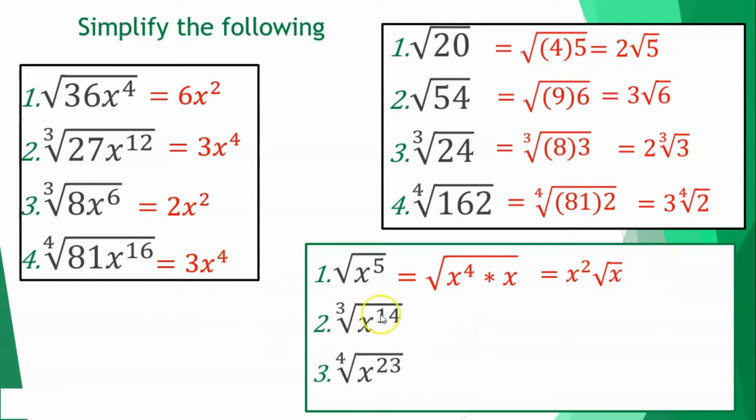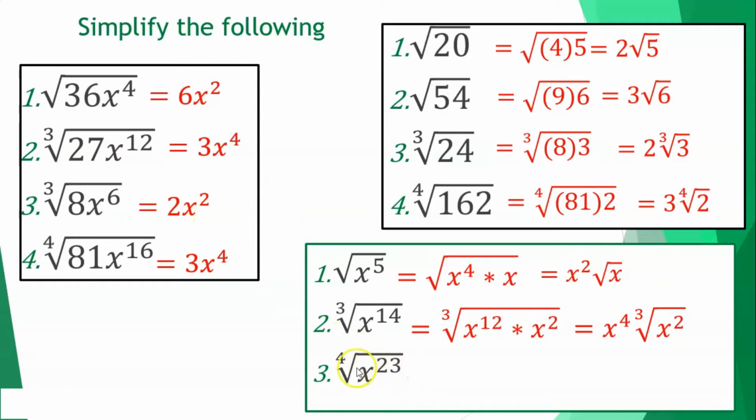So you have your 3 and you have 14. So the multiple of 3 nearest to 14 is 12. So that would be cube root of x to the 12, but with the remaining 2. So take note, 12 plus 2, you'll get 14. So at this point, 12 divided by 3, so you will get x to the power of 4, but with the remaining cube root of x squared. Okay, so take note how it is done.